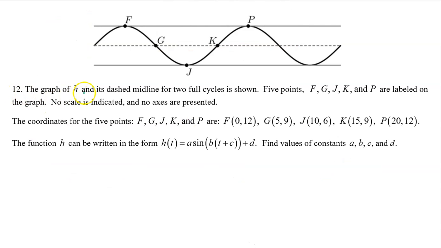Number 12. The graph of H and its dashed midline for 2 full cycles is shown. 5 points F, G, J, K, and P are labeled on the graph. No scale is indicated and no axes are presented. The coordinates of the 5 points F, G, J, K, and P are as given here. The function h can be written in the form h of t is equal to a times the sine of b times t plus c, plus d. Find the values of the constants a, b, c, and d.